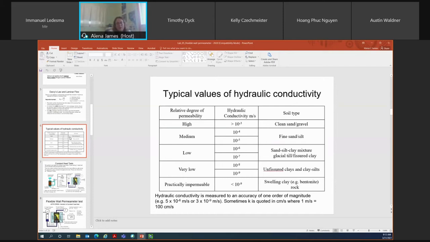Having a K value of 10 to the minus 3 for a clean sand and gravel is reasonable. If you told me your K value for your clay material was 10 to the minus 3, maybe double check your calculations because likely something's not right. You should have a K value of at least 10 to the minus 8 in that range for a clay material, and that's in meters per second. If you're asked to provide your K value in centimeters per second, just divide your K value in meters per second. Sorry, you multiply that by 100.